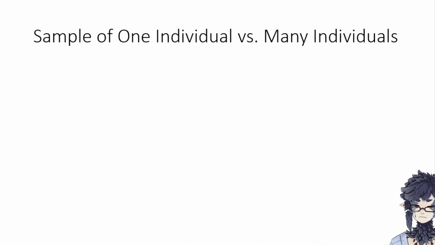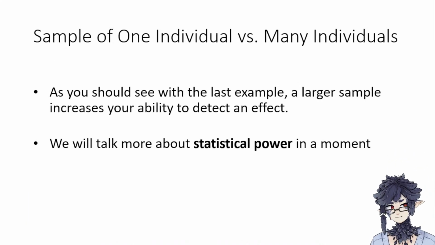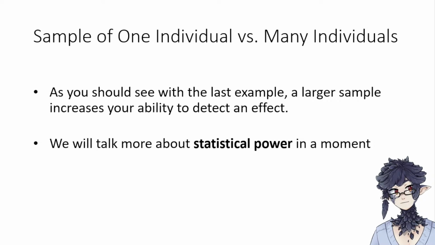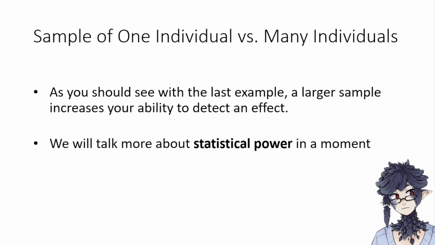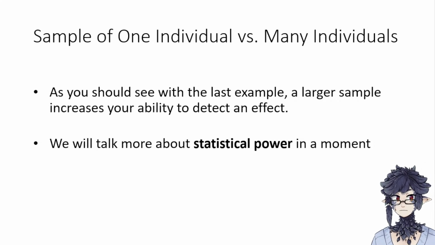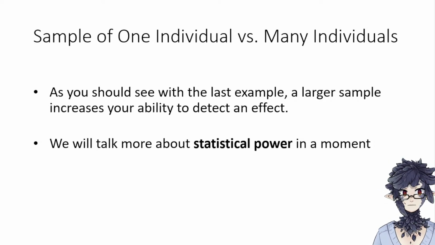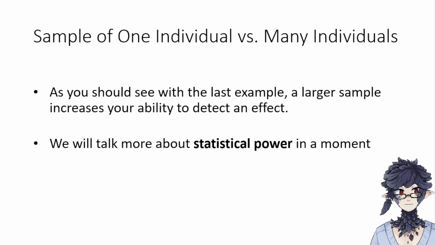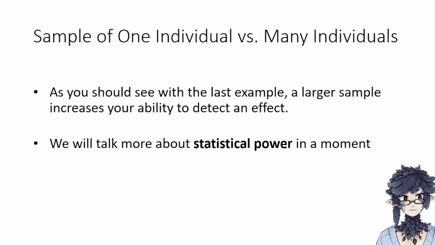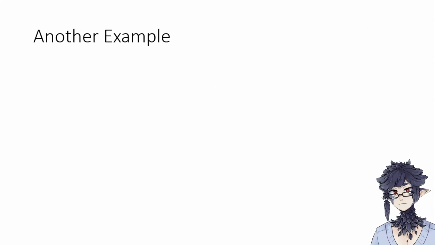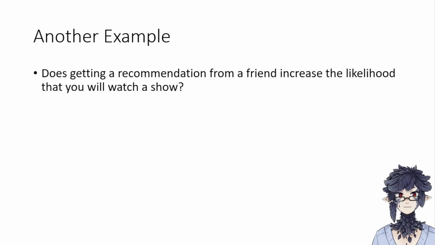Anyway, okay. So last time, way long ago, we failed to reject the null. We had the same values for pretty much everything. The only thing that changed was our sample size, but increasing our sample size from 1 to 25 meant that we were able to reject the null when we weren't able to before. Increasing our sample size made it easier for us to detect an effect. This is related to a concept called statistical power that we'll talk about a bit more later. For now, let's do another example.